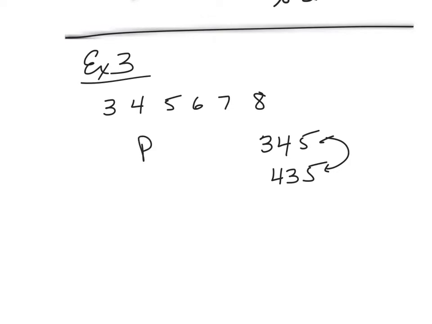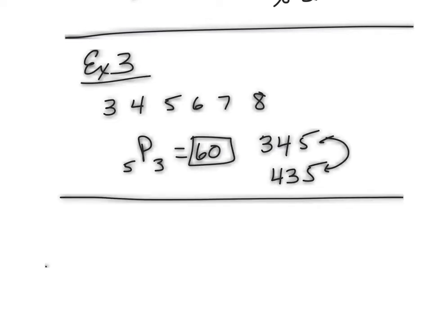So this is a permutation. I'm picking from 5, and I'm picking 3. So if I go 5 permutation 3, I get 60. Okay, so there's a permutation, there's a combination, actually two combinations.